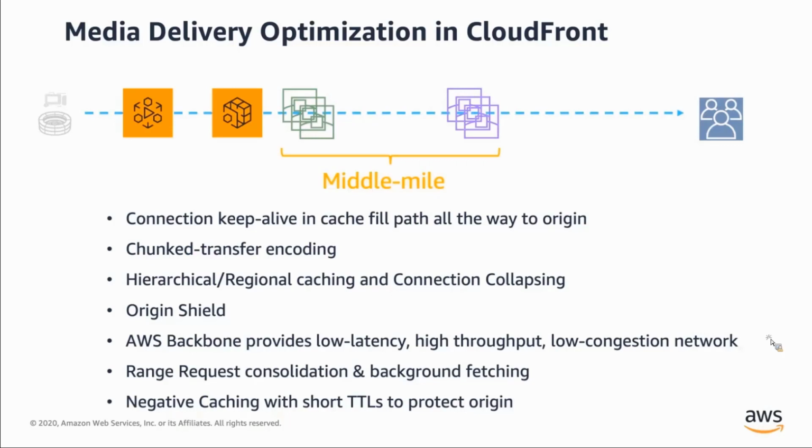We have a number of features around range requests that I'm going to talk about in a minute. That was one thing that was really important for the Audible solution. And then, of course, you can do things like negative caching and use short TTLs on errors to protect the origin from things like missing content or content that might still be processed by an encoder, so that you don't end up overloading an origin for error conditions.